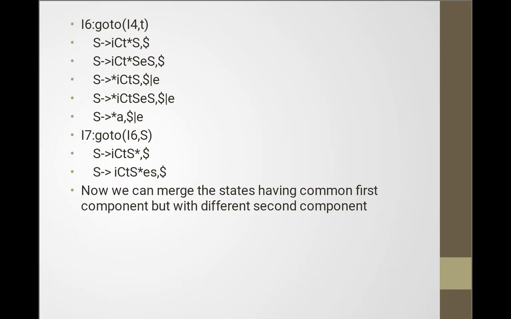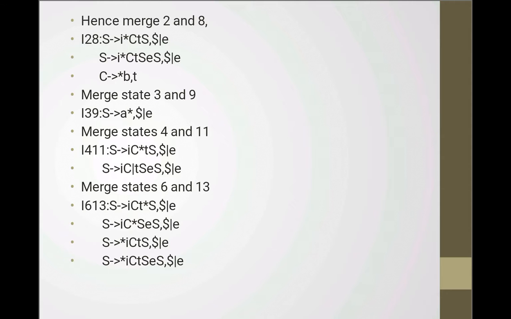In order to merge, the states must have a common first component but different second components; that is the criterion for merging. Let's see by merging states 2 and 8, I28: S → I·CTS, $ or E. Next step, S → I·CTSES, $ or E. Next step, C → ·B, T.